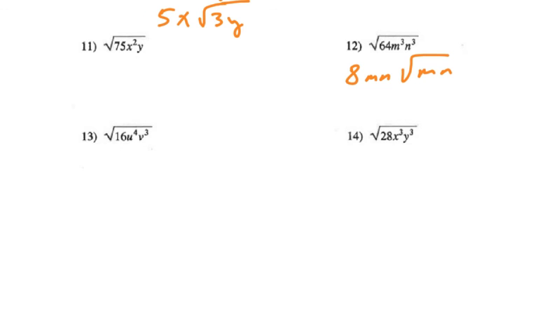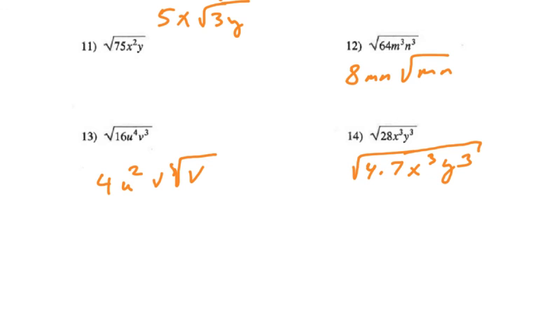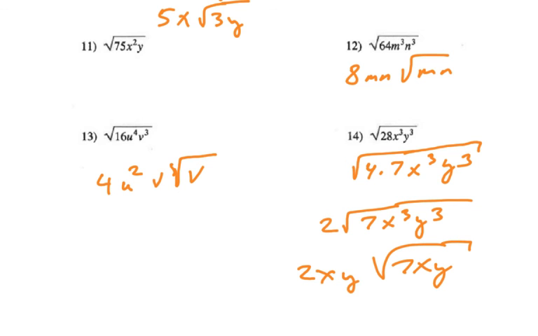Number 13, the square root of 16 is 4, u to the fourth, the square root of that is u squared, 4 divided by 2 is 2. And then with the v, 3 divided by 2 is 1, remainder 1. So v on the outside, and then we have 1 v inside. 28 is 4 times 7, x cubed, y cubed. And so this leaves me with 2 square root 7, x cubed, y cubed, which we've seen several times again. 3 divided by 2 is 1, remainder 1, so you have xy on the outside with a 7xy on the inside. And there you have it.